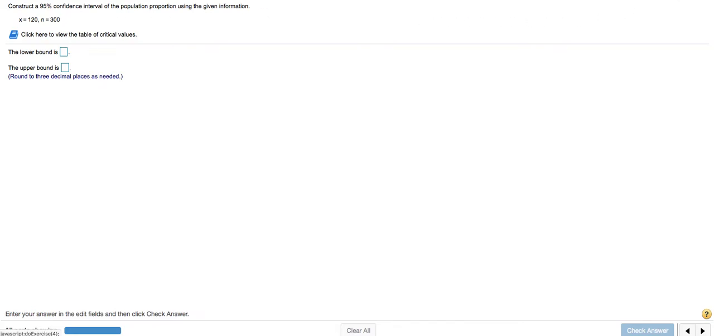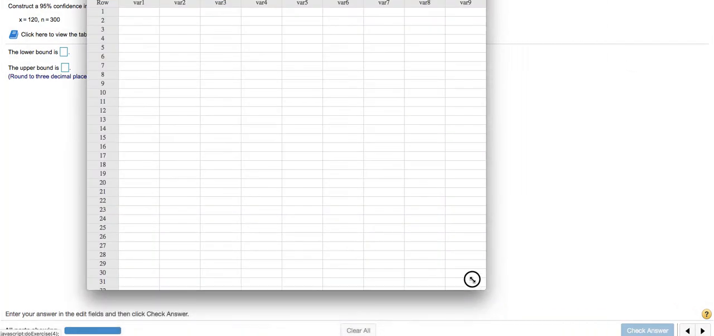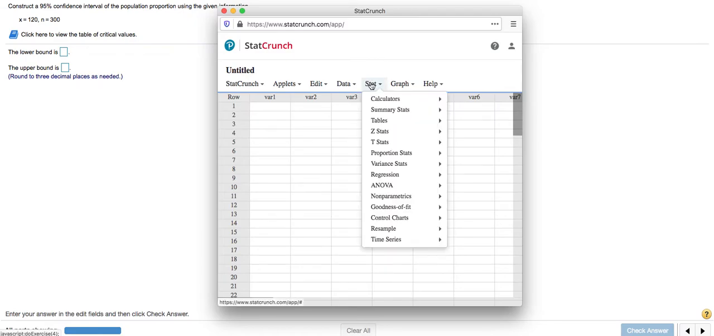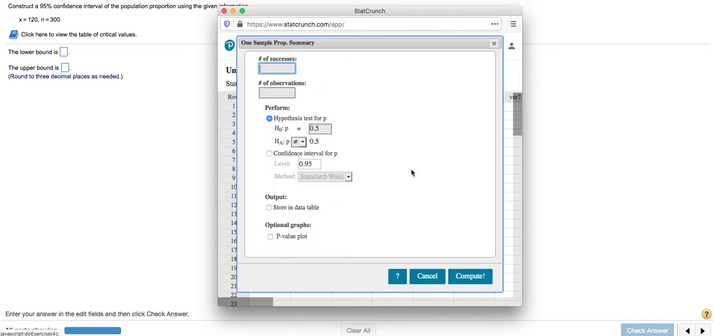So to start with, I'm going to open up StatCrunch, and I'm going to go into where it says Stat, and I'm going to go down to Proportion Stats, since we're talking about a population proportion. We only have one sample, so I go to one sample, and then I want to go to With Summary. We don't have a data set, it's summarized for us. X is equal to 120, N is equal to 300, so that's a summary.